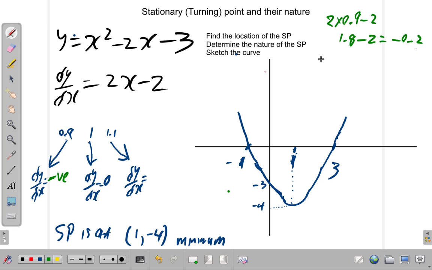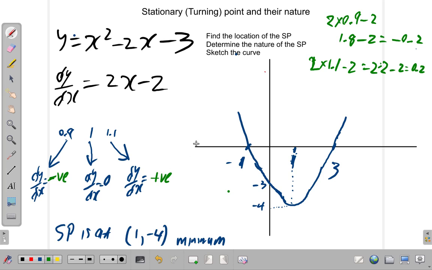Now, at 1.1, what happens? When x is 1.1, we're substituting into dy by dx: 2 times 1.1 minus 2. 2 times 1.1 is 2.2, and 2.2 minus 2 is positive 0.2. So we know that to the right it is a positive value.